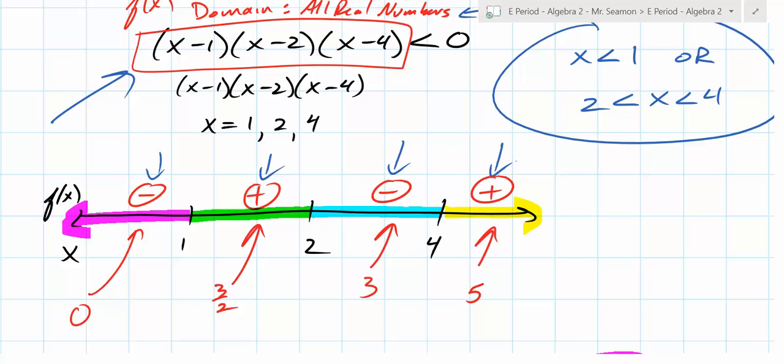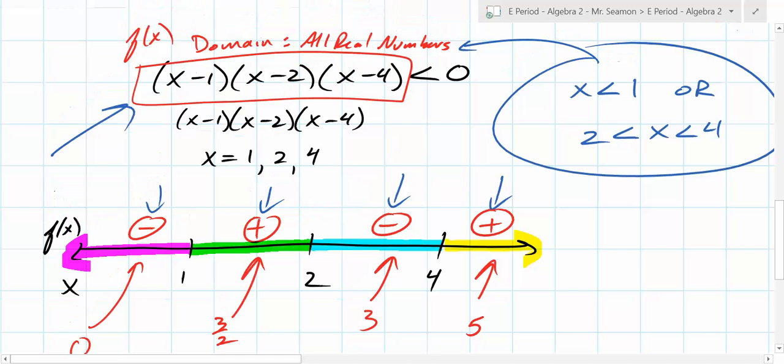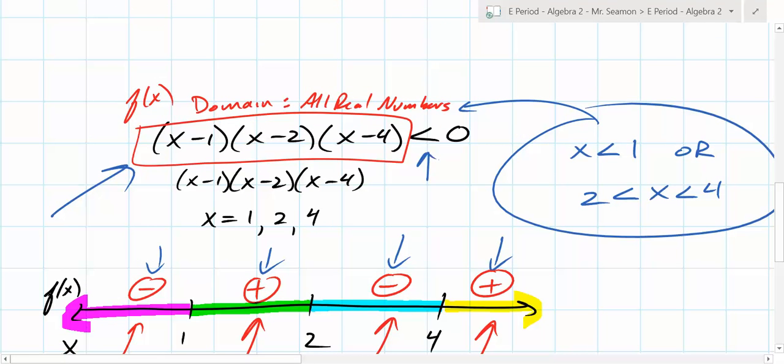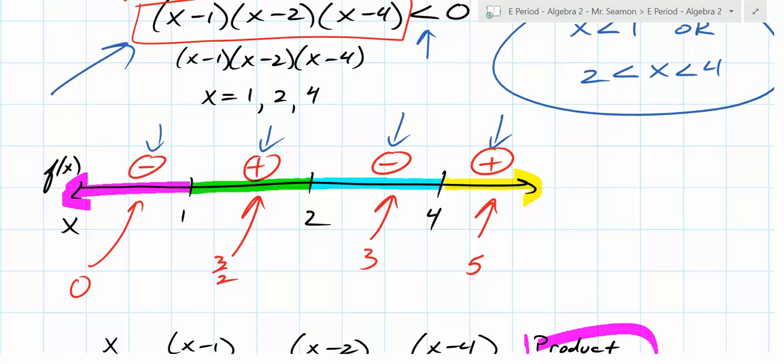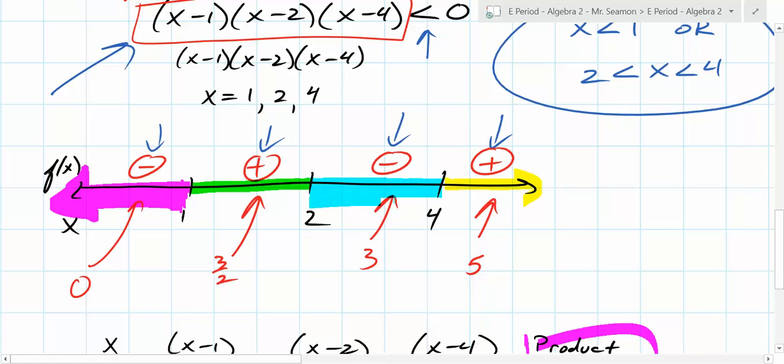sign, positive or negative. We're just interested in the sign because what is this one asking? Where is it less than 0? Did we find out where it's less than 0? Yeah, it's less than 0 here at the purple, right there. Right here. There's where it's less than 0. And where else? What other color? The blue, between 2 and 4, right here. That's where it's less than 0.